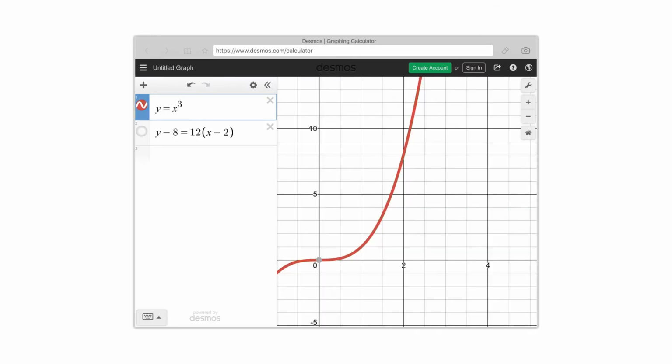So again, here we have our graph of y equal to x cubed. And we put the tangent line down, and you notice it just snaps into place just perfectly at that point 2 and 8. So again, we don't need to deal with that negative 16 or trying to find the y-intercept. We can just type in this equation, and we get a beautiful tangent line.